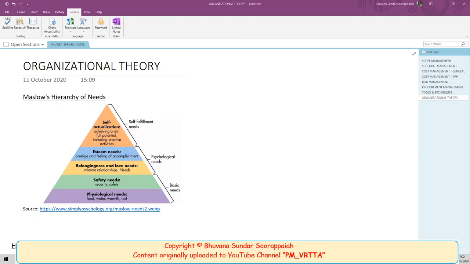So, any other questions, guys? It could be on organizational theory or it could be PMP. Bhuvan, I had one question on this 3 point estimation. Actually, this is coming from the PMBOK. I was going through this PMBOK guide. In that, the 3 point estimation formula is actually different from what I learned.